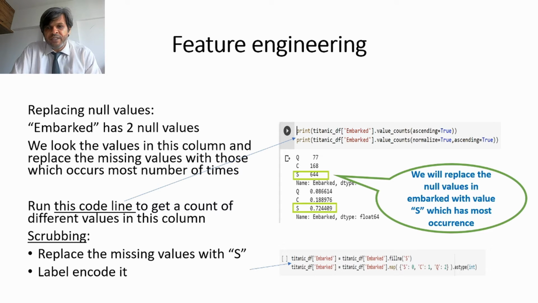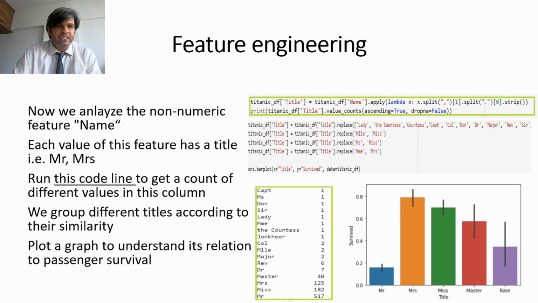Let's move on. So like I said, we'll replace the null values in embarked with value S, which has most occurrences. We have done that, and we move ahead. Now we look at the next feature, which is name.